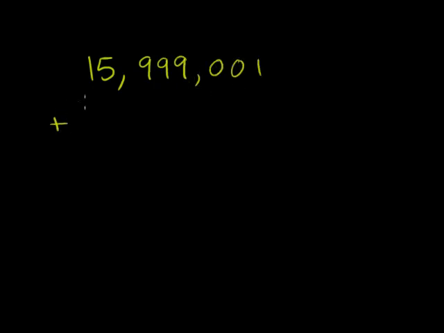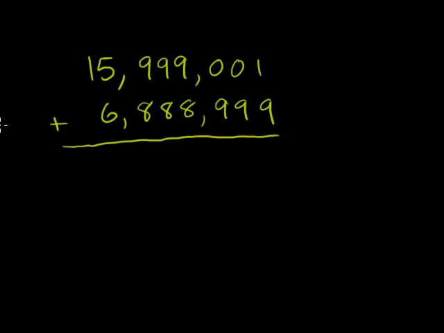So let's do 15,999,001 plus 6,888,999. Let's just see how this one's going to turn out. This seems like a difficult problem, but once again, if we just focus and don't get lost, we're going to get the right answer, hopefully. So 1 plus 9 is 10. Write the 0, carry the 1. 1 plus 0 plus 9 is 10. Write the 0, carry the 1. 1 plus 0 plus 9, that's 10 again. Write the 0, carry the 1. Now 1 plus 9 is 10, plus 8. 10 plus 8 is 18.